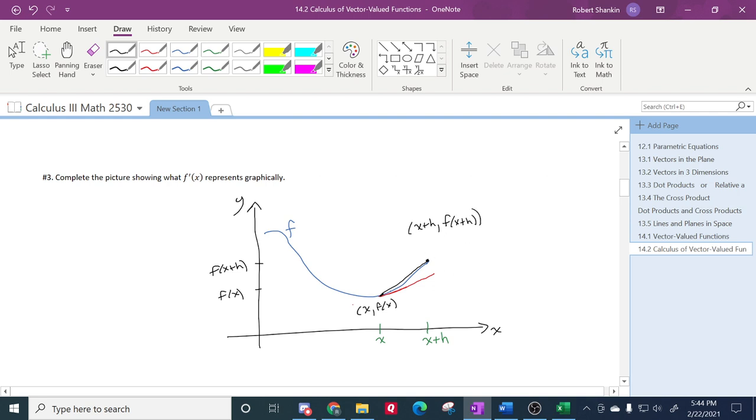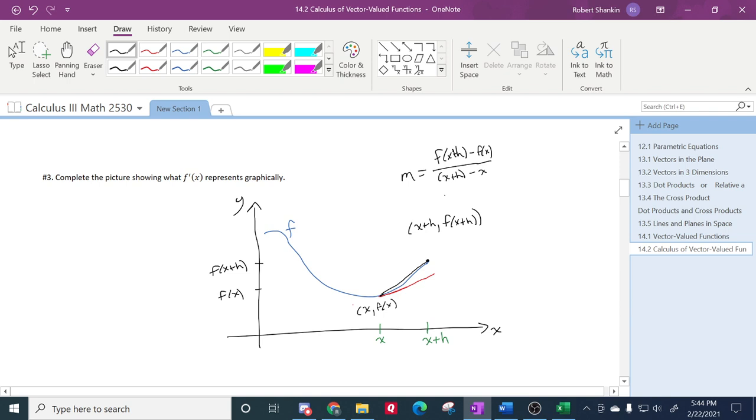So the slope of this black line, m, is the difference in the y-coordinates, this minus this, f of x plus h minus f of x, over the difference in the x-coordinates, but x plus h minus x is just going to give you h on the bottom. So this is the expression in the definition of the derivative.